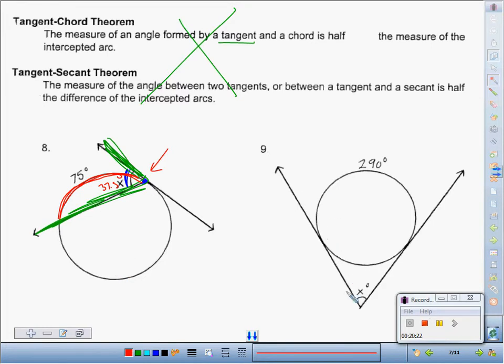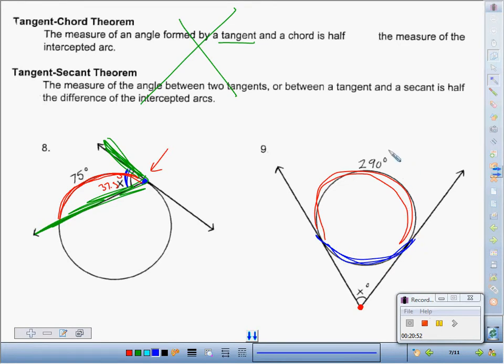In number 9, here's the angle they're talking about. Is it inside, outside, on, or the center of the circle? It's outside the circle, so that means we want to find the two arcs that are contained by it and subtract them. Outside means subtract the arcs. So I definitely got this red arc right here, which is contained by it. The other one is this blue fella right here.